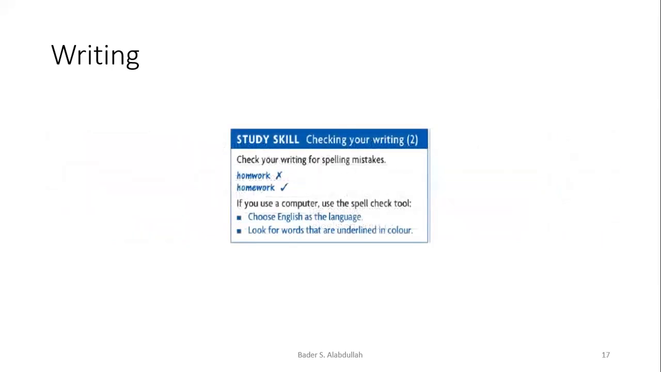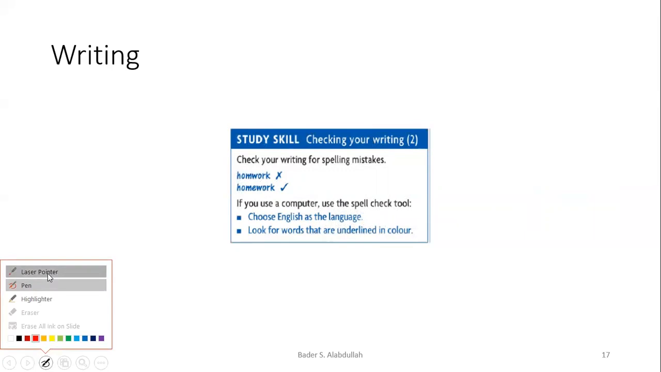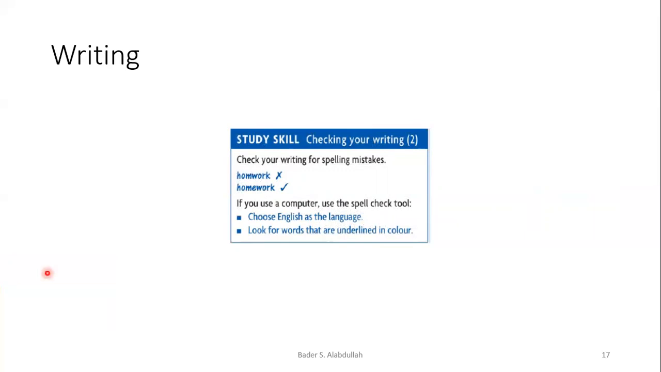All right. We talked about writing simple sentences. So now checking your writing. Number 2, check your writing for spelling mistakes. This is important, not only if you write on paper. Also, if you are using a computer or a phone, you have to check your writing. So check your writing for spelling mistakes.